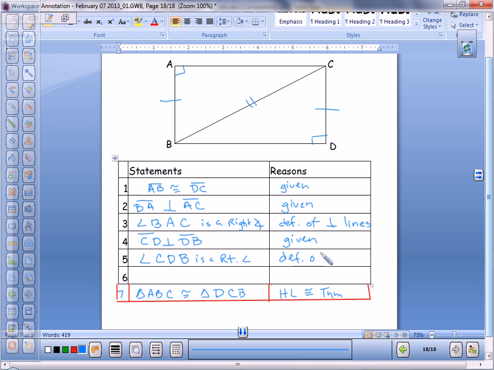Okay, I talked about this, I talked about this, I talked about this. I'm missing this. So what's my last statement? BC is congruent to itself. And yes, when I say something is congruent to itself, I use the reflexive property.